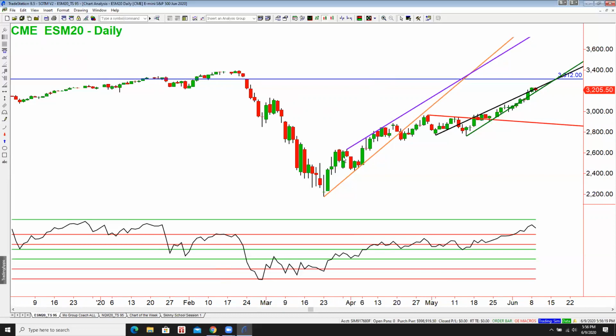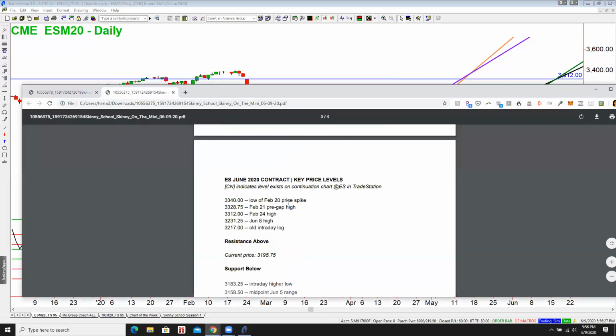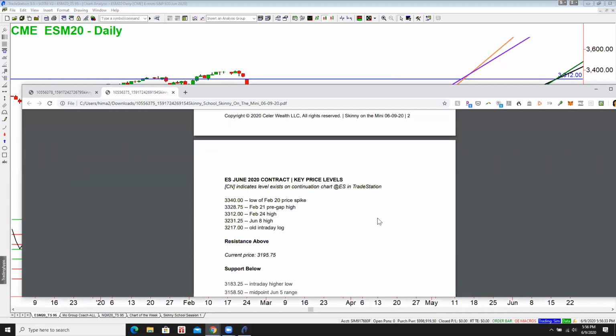And when I'm using daily or weekly levels on the chart, if they are continuation chart levels, that will be indicated. I have the key for you right here. See how it says here? Brackets CN indicates level exists on continuation ES chart and TradeStation.